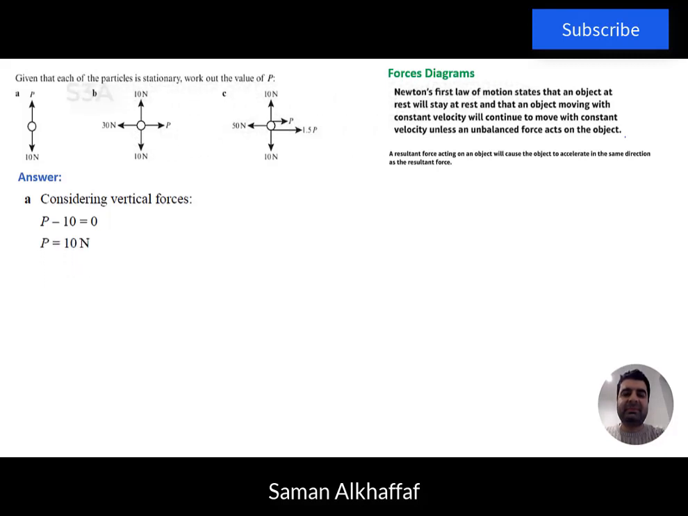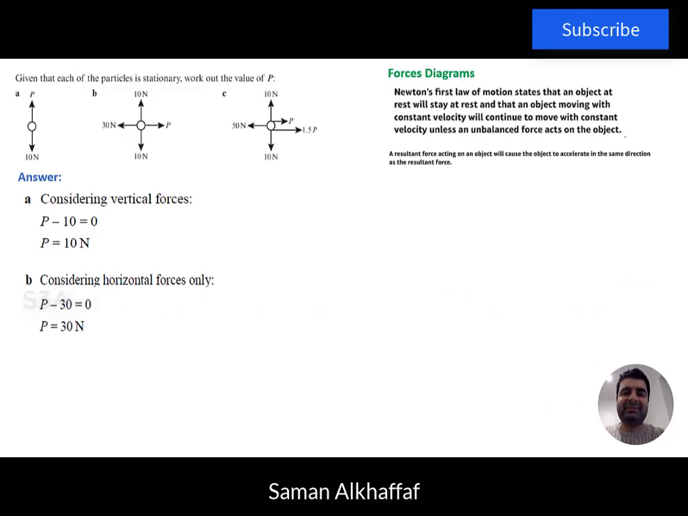For part B, we have 10 Newton upward, 10 Newton downward, and P on the right hand side, 30 Newton on the left. So we look at the horizontal forces, which will be P in this scenario taken away from 30 equals 0. So that means the value of P will be 30 Newton.